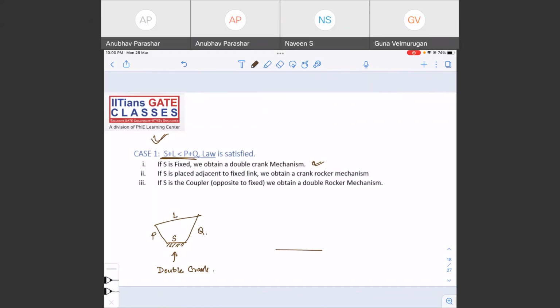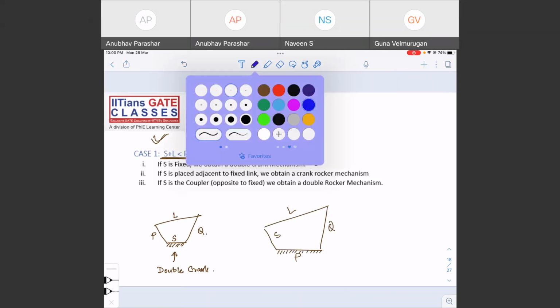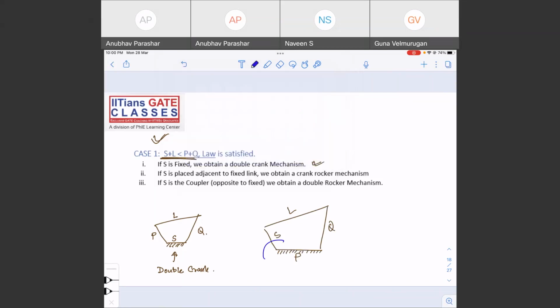Now, if you're fixing the link which is adjacent to the smallest, it means that this is the smallest, and now you're fixing a link adjacent to it. The smallest link will always make a crank, and this will be the rocker. This will be the crank, this will be the rocker. Not too many combinations are possible. So here you'll obtain a crank rocker.